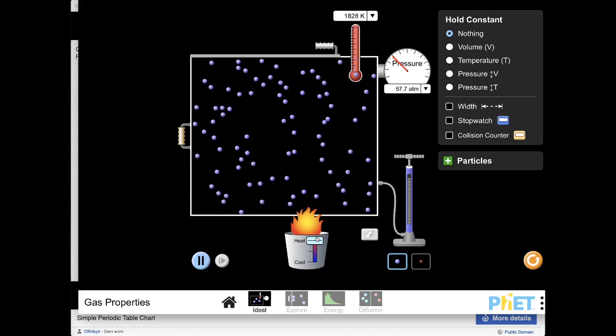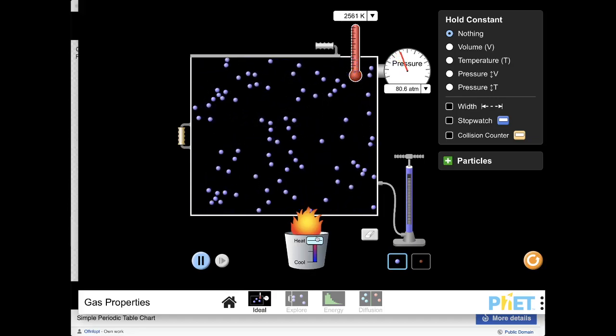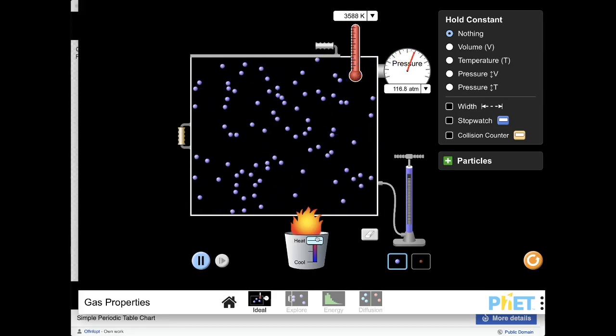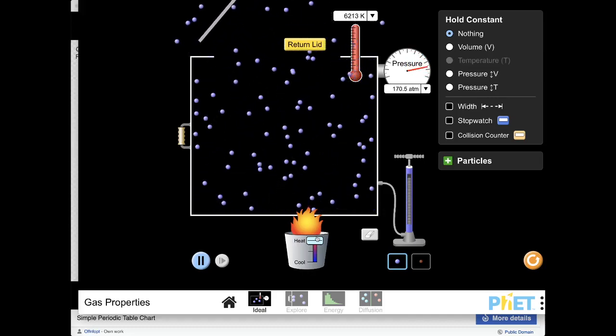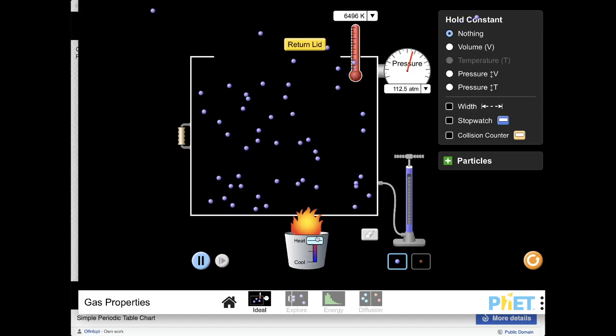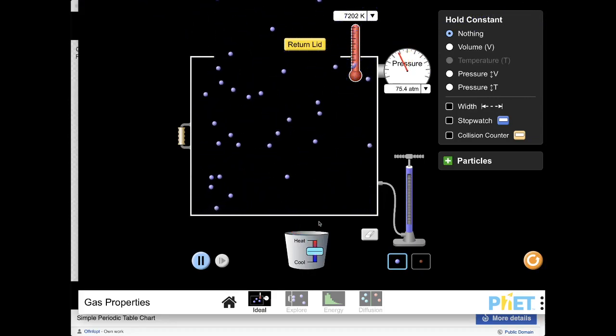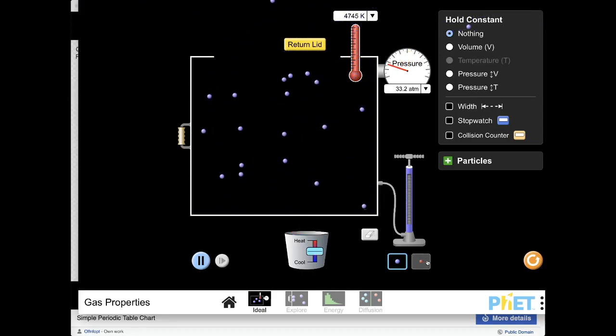And if I keep doing this, the pressure gets so high in there that at some point I think I can even blow that top off there. But look at how those particles are just zinging around in there until they actually blow the lid off. And so that's just what happens when you heat up a gas. The pressure starts to rise.